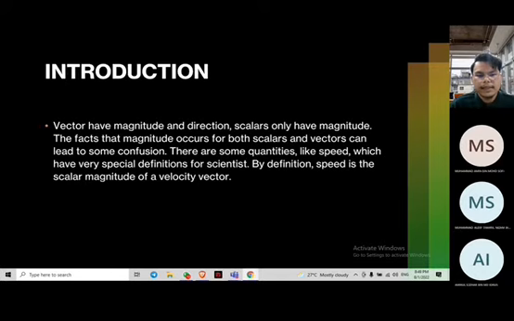Okay. First, the introduction. Vectors have magnitude and direction. Scalars only have magnitude. The fact that magnitude occurs for both scalars and vectors can lead to some confusion. There are some quantities like speed which have a very special definition for scientists. By definition, speed is the scalar magnitude of a velocity vector.